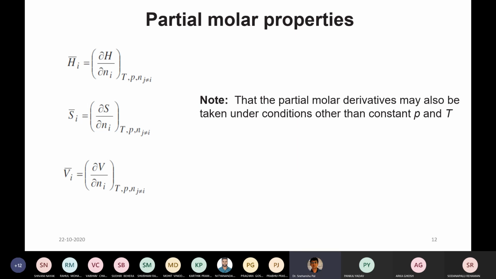This is a very important concept. Also take note that the partial molar derivative may also be taken under the condition of constant pressure and temperature. So these are really important understandings.